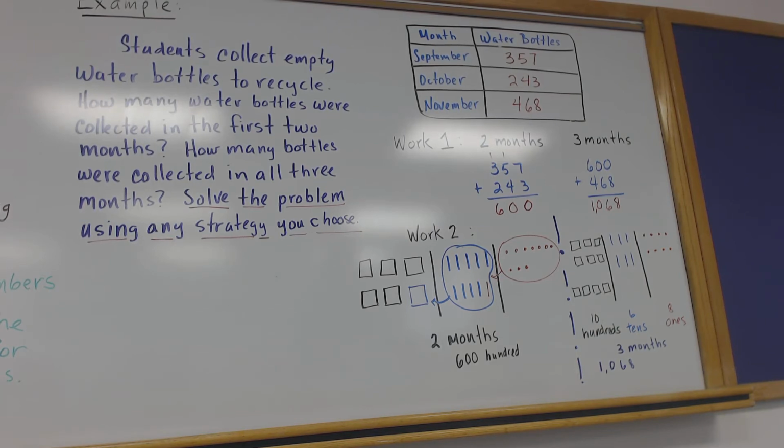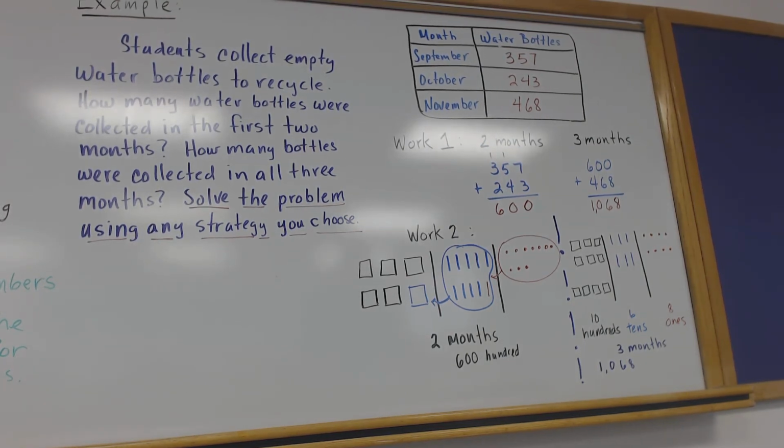Work number 1. The first student just added 357 plus 243. If you add 7 plus 3, that gives you a 0, and you carry 1. So 1 plus 5 is 6, 6 plus 4 is 10. So you put the 0 down and you carry another 1 to the hundreds place. 1 plus 3 is 4, plus 2 is 6, so 600. That's how much they collected the first 2 months.